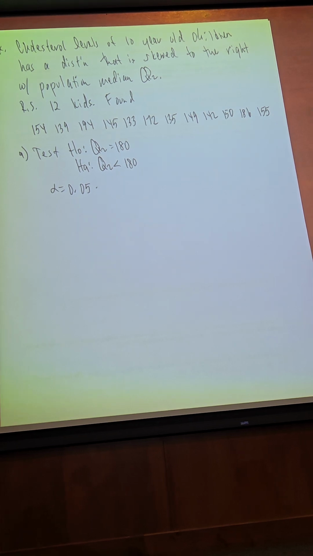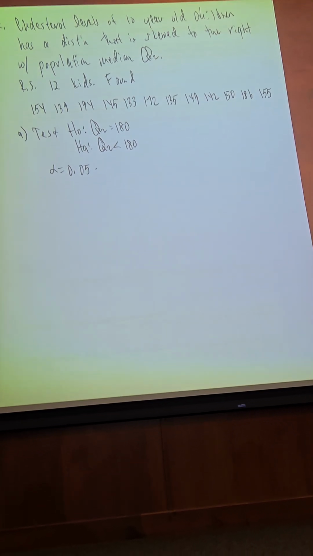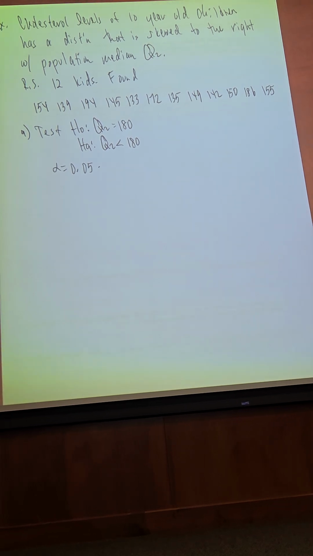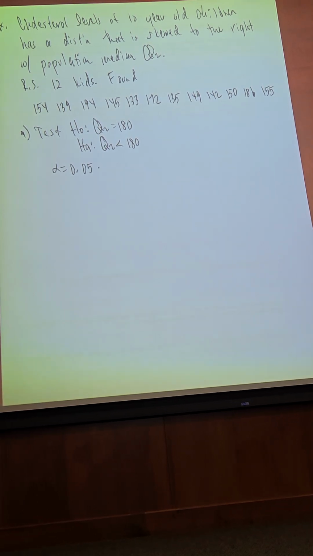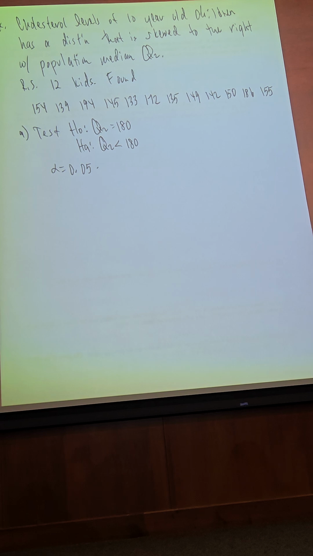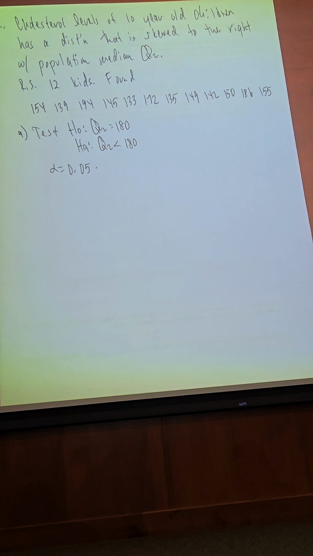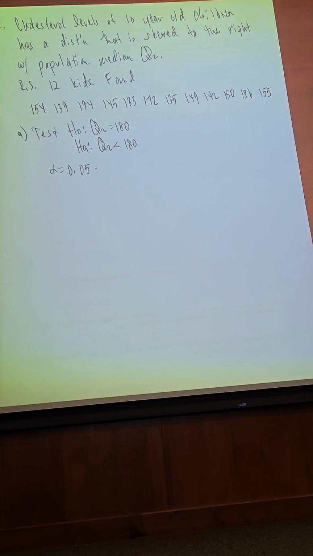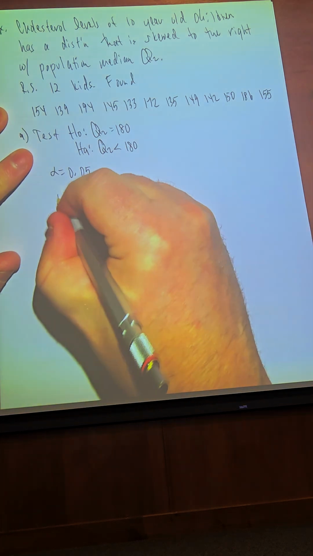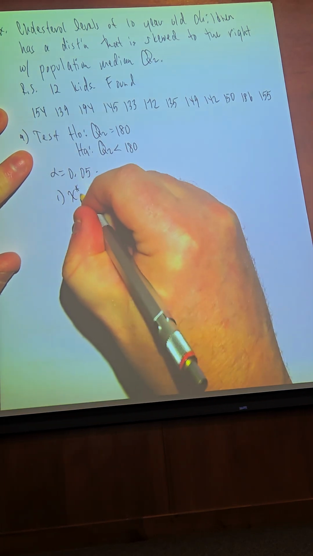Oh, but before I forget to tell you guys, what if one of my data points equaled 180? Throw it out. Okay? If one of your data points equaled 180, I'm not sure if I would put it less than or greater than. Just throw that guy out. Okay, so for this test, what is my test statistic, you guys? Now think to yourself, X star, it's what?